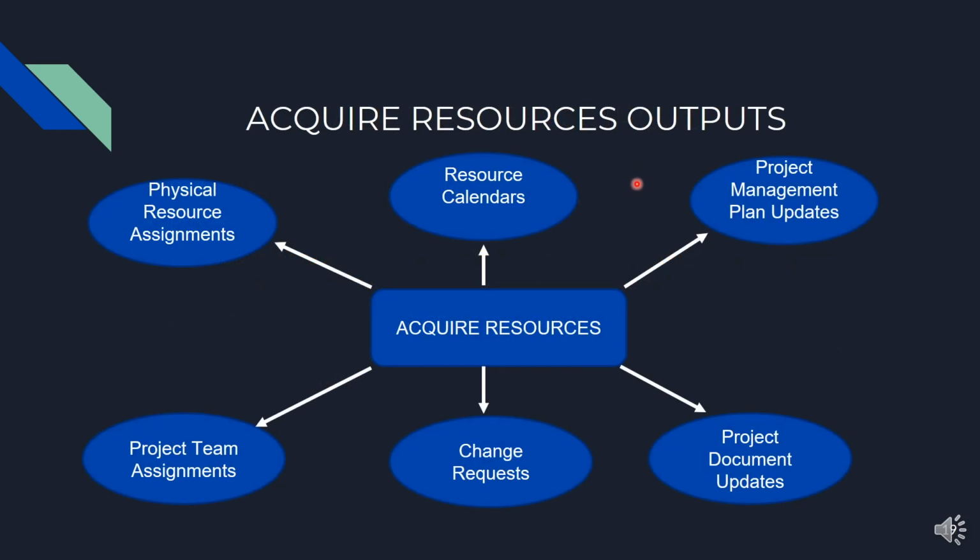Outputs for acquire resources are physical resource assignment, resource calendar which will tell what are the working areas, what are the working days and what are the non-working days, any update of the project management plan or project document updates, any change request due to the lag of the acquired resources, then the project team assignments.